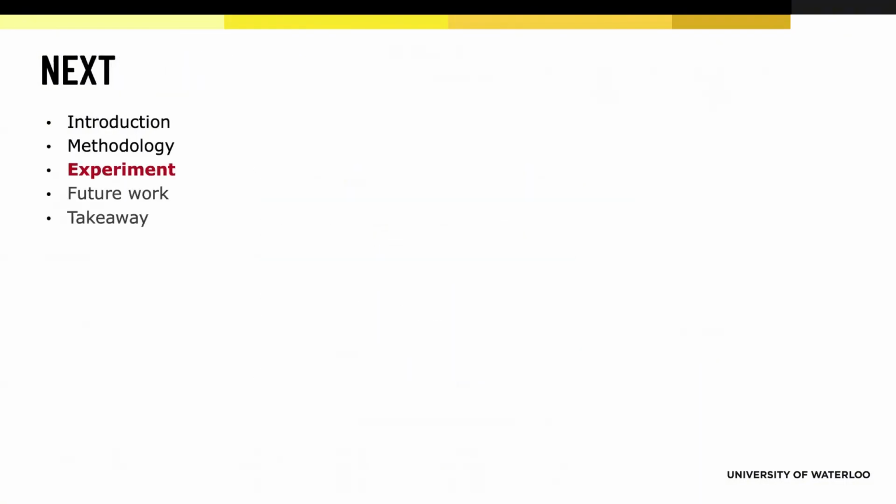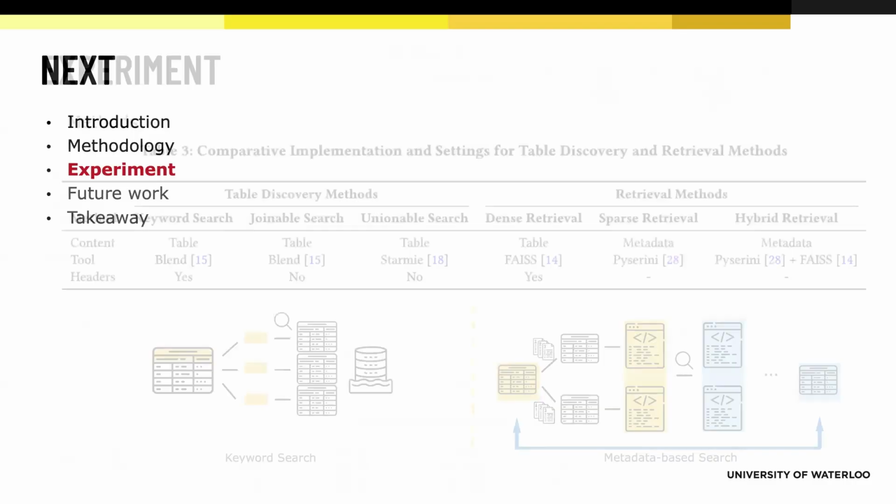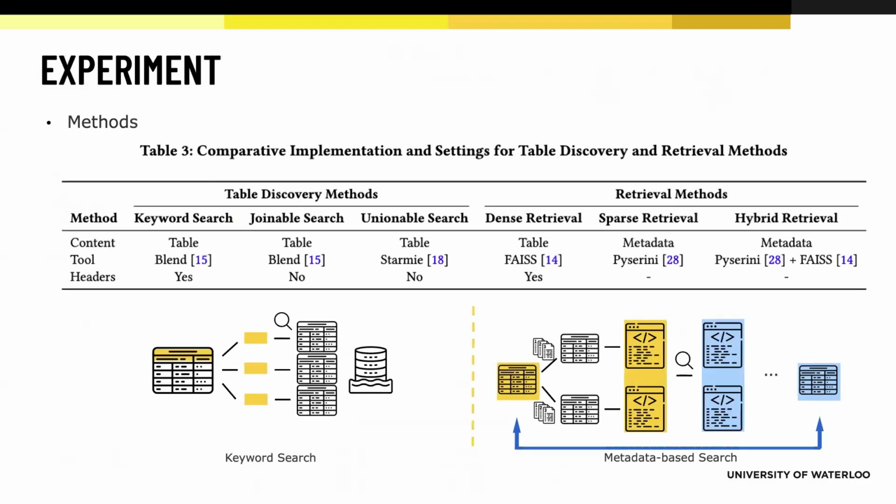And next, we are going to introduce our experimental settings and results. So here, we use six discovery methods coming from table discovery methods and retrieval methods. Three we just introduced: keyword search, joinable search, and unionable search. And by default, they all work on tables. The input and output are all tables.